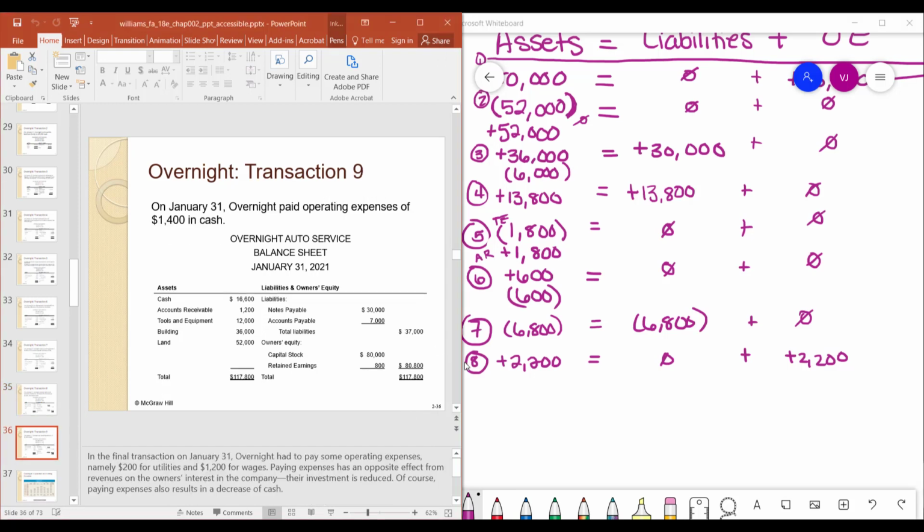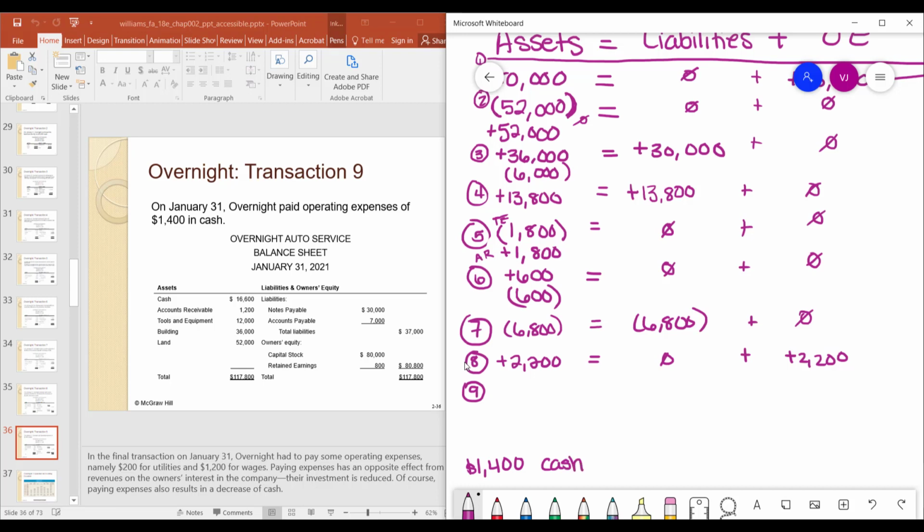And last but not least, transaction number 9. It says on January 31st, overnight paid operating expenses of $1,400 cash. Okay, so it says they paid operating expenses. So let's just assume that the $1,400 in operating expenses refers to fuel expense. Okay, so what happened here if you paid for that fuel in cash?